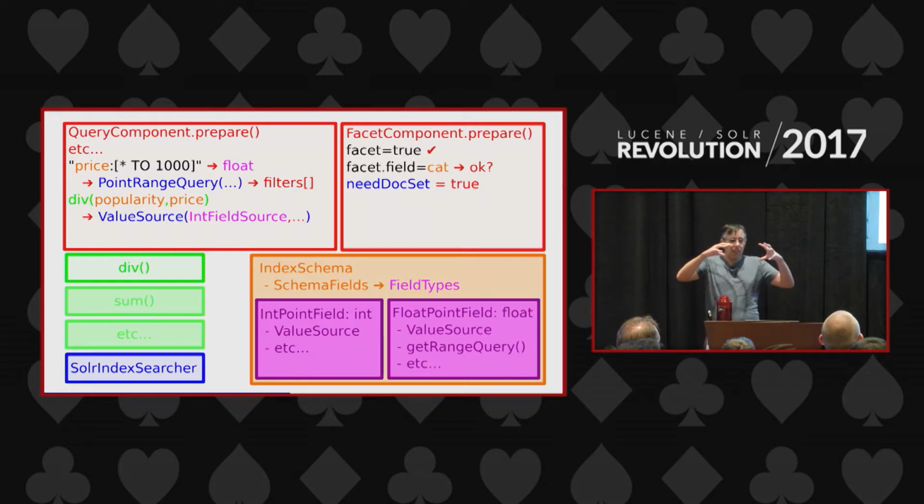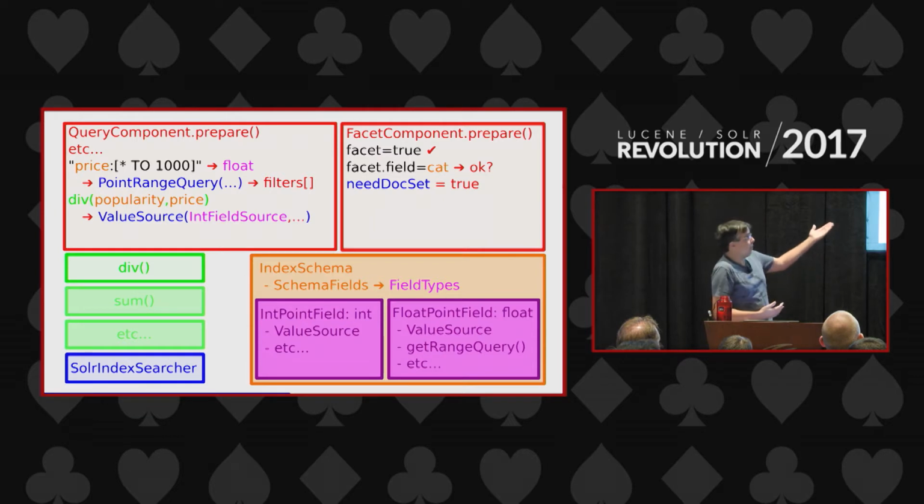To start with, those each map to a small plugin, right? So divide maps to a divisor value source parser, which knows that it's going to wrap two things, and it's going to take one and divide it by the other. Those could be composed of other functions, of other functions, of other functions. But eventually, as you go turtles all the way down, there's got to be a field at the bottom.